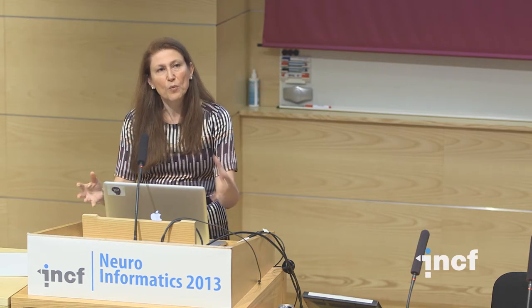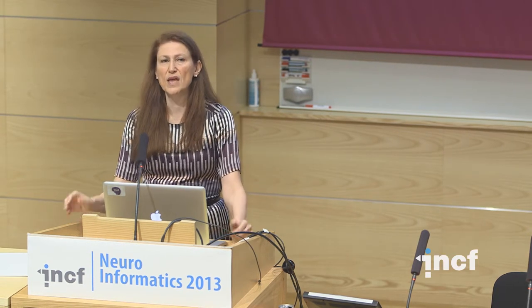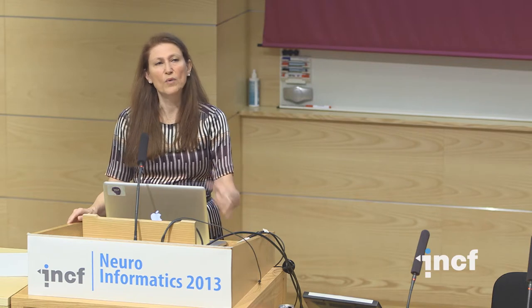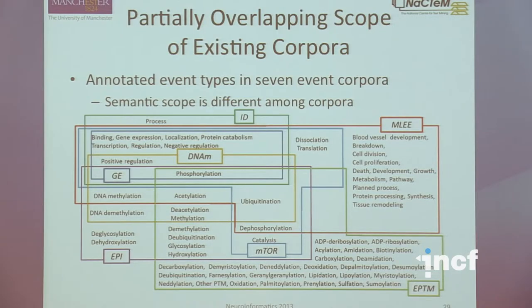If we want to build a corpus for training our systems which has really wide coverage, it is really impractical, because it's absolutely impossible to deal with so many types of semantic information. So what we have done is use a combination of different corpora. I'll give you an example here. Most types of resources sometimes have a partially overlapping scope. So we have events in different corpora, semantically annotated texts, which have different scope.